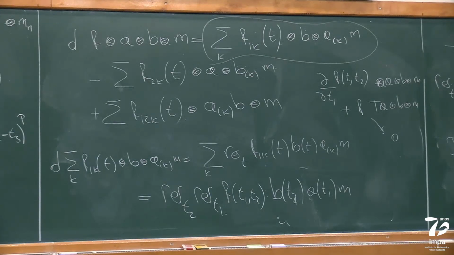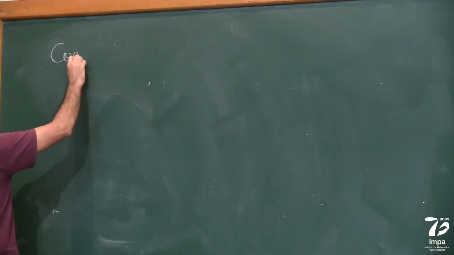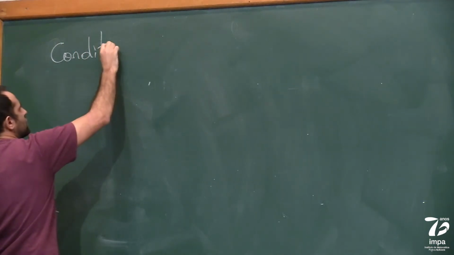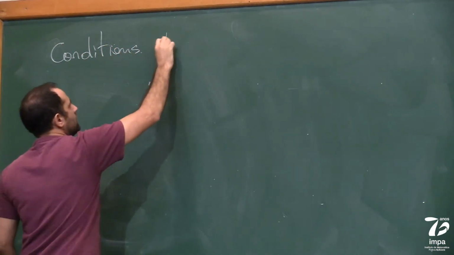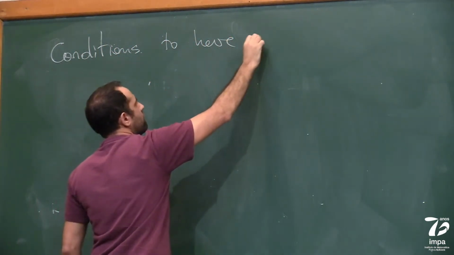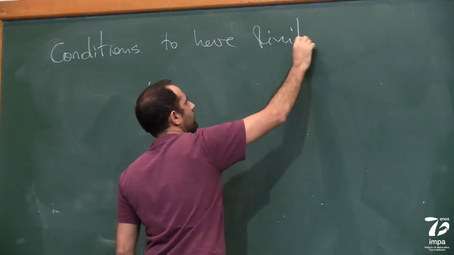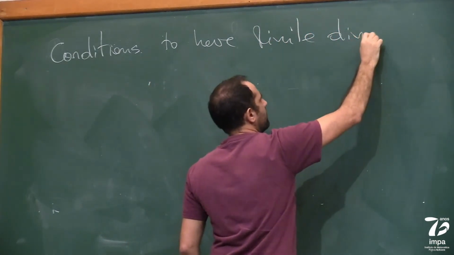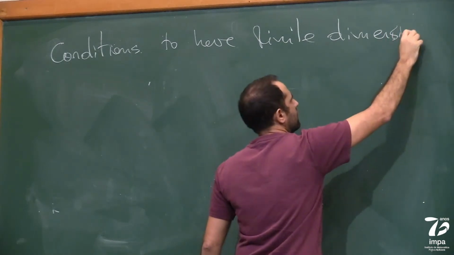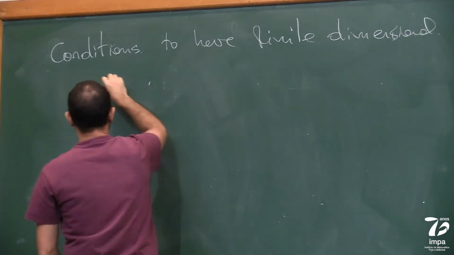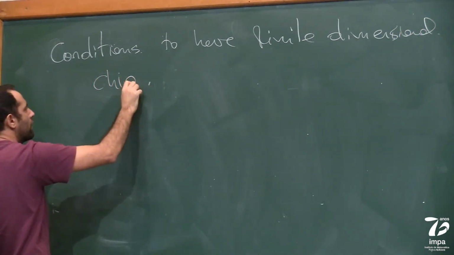All right, so what I wanted to do today, and I'll try to get as far as I can, is these conditions to have finite dimensional chiral homology, at least in degree 1.